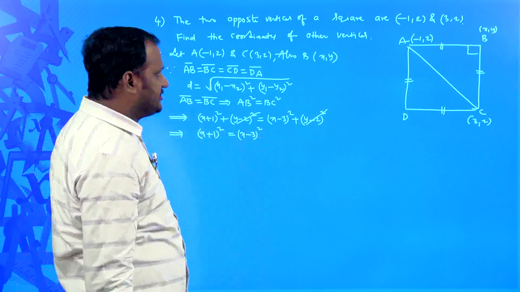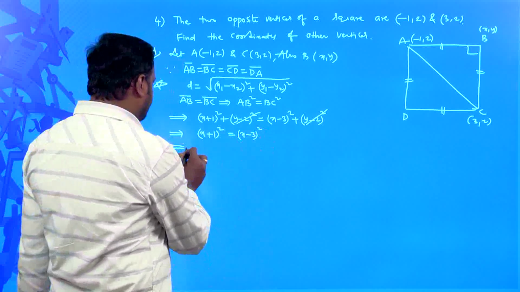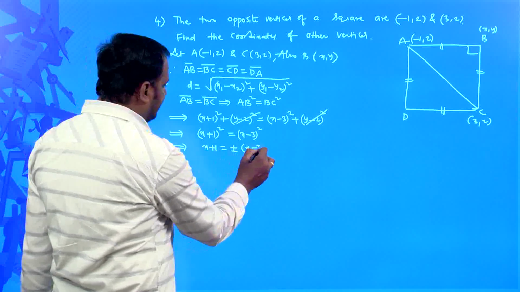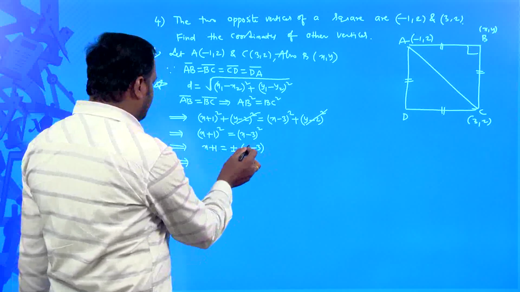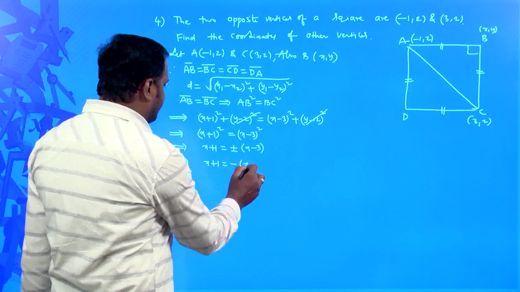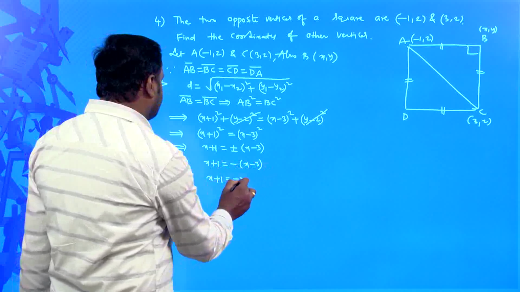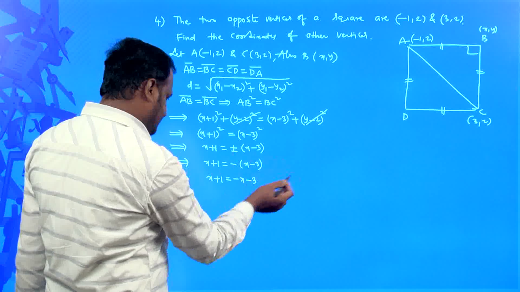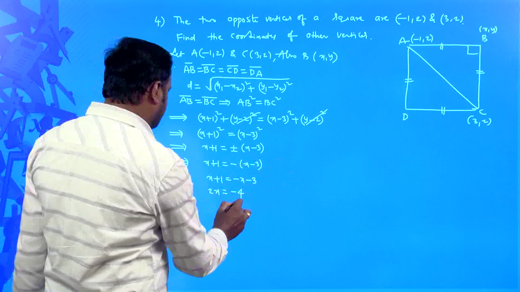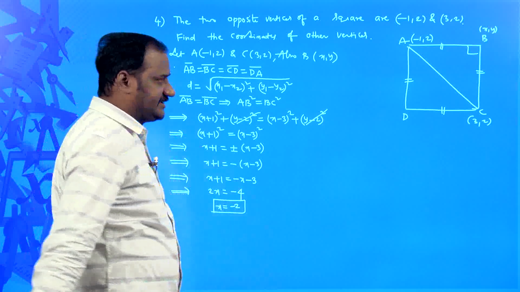If (x plus 1) whole square is equal to (x minus 3) whole square, then, as we just discussed, x plus 1 is equal to plus or minus (x minus 3). When you use plus, x and x cancel. So x plus 1 is equal to minus of (x minus 3), that is x plus 1 equal to minus x plus 3, transpose minus x here and 1 that side. So it is going to be 2x is equal to minus 3 minus 1, which is minus 4. Therefore, the value of x is going to be minus 2. So, we got the value of x.